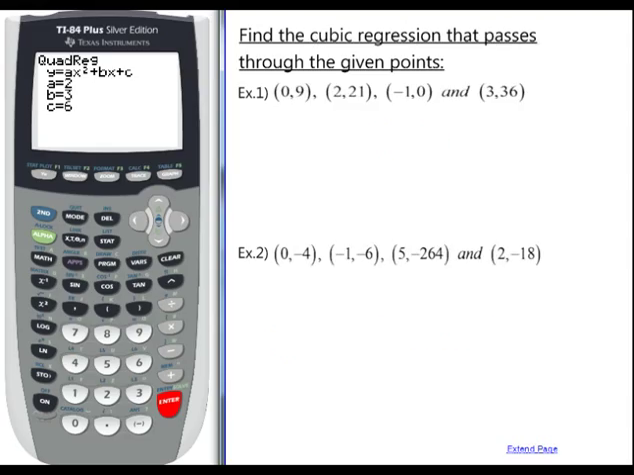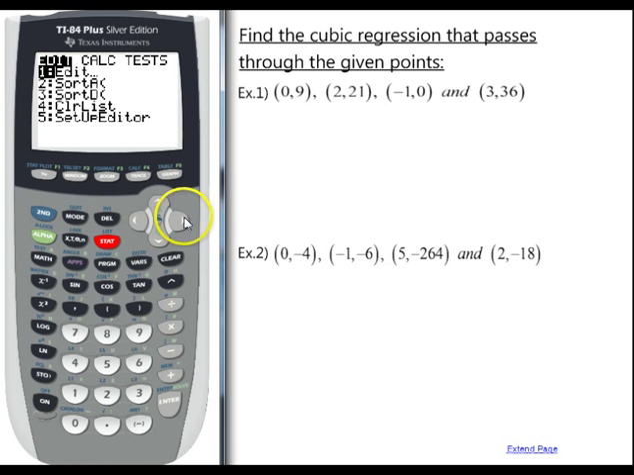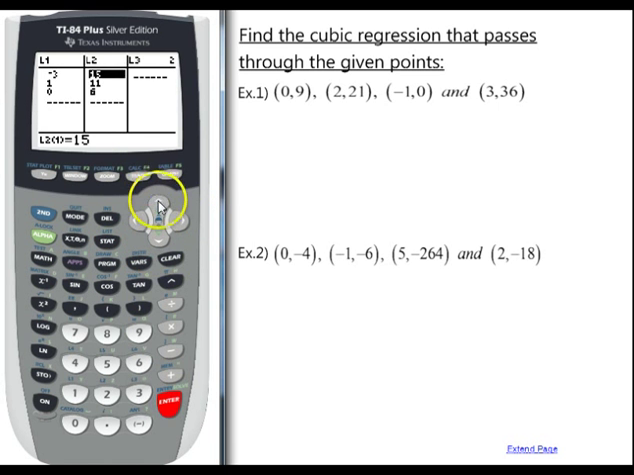Here we're given 4 points and we want to find the cubic regression that passes through the given points. So again, we'll start off with the same process. Click Stat, Edit, and we want to clear our list. And then type in your x values for your L1 and your y values for your L2.